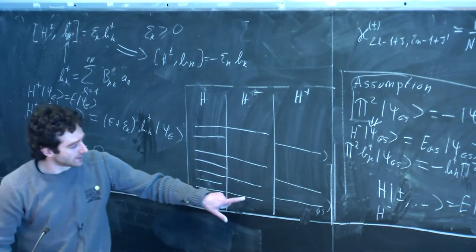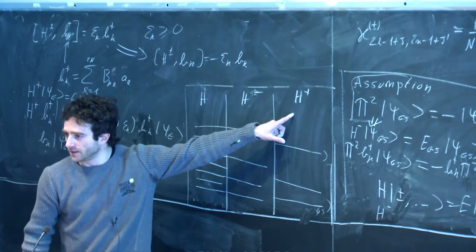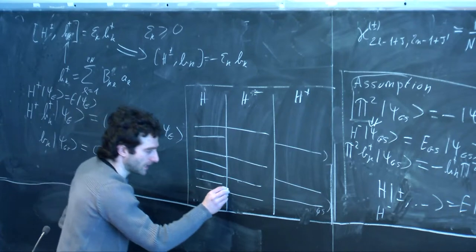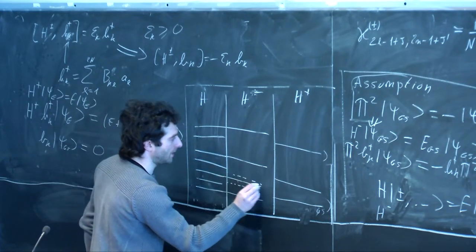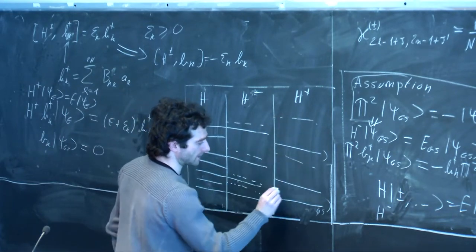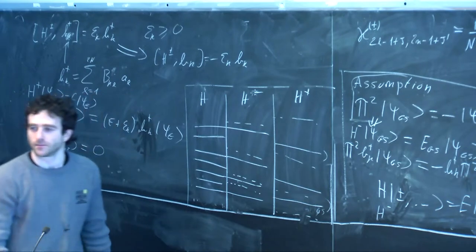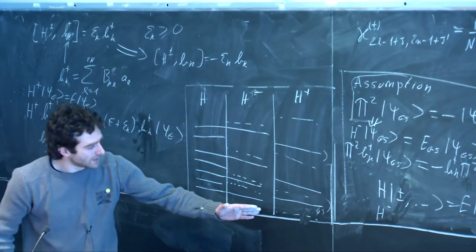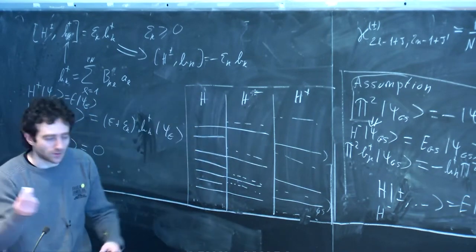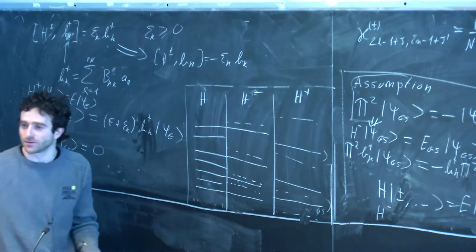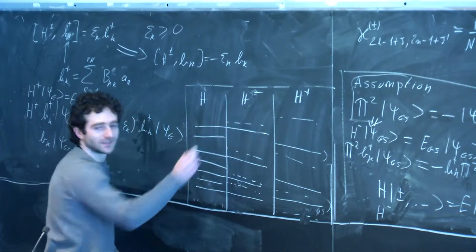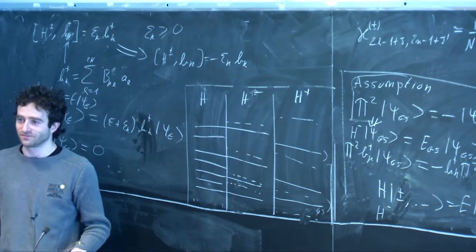Some of these eigenstates are the same as H minus, others are the same as H plus. But this doesn't mean that these are all the eigenstates of H pi's. It can have other eigenstates, for example this one, this one, this one. The same here. When I compute the spectrum of H minus or H plus, I compute all these eigenstates. But then I should understand whether it is the correct one, whether there is a corresponding eigenstate of the Ising model. I have to ignore all these eigenstates because they are in the wrong sector.